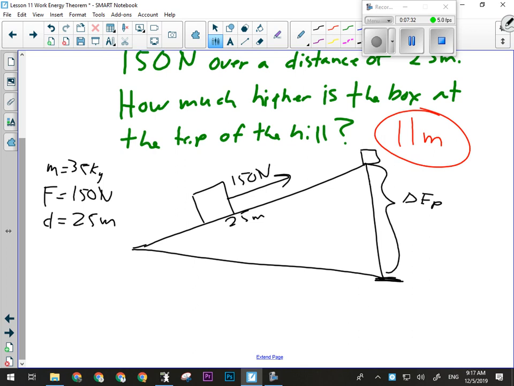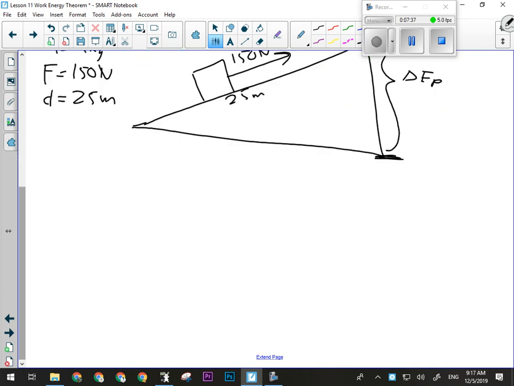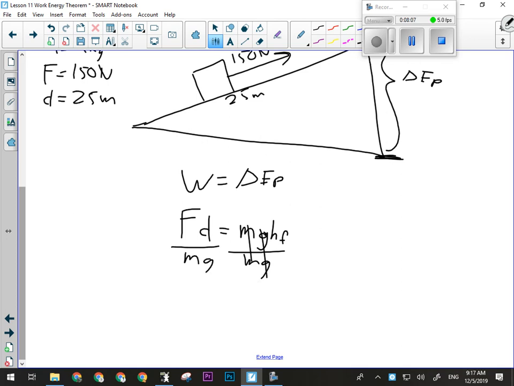If I had another side, I could use trigonometry, but I don't. So I'm going to have to use the work energy theorem instead. I'm going to say that the work being done in pushing this thing up the ramp is equal to the change in the potential energy. So that's going to mean the pushing force multiplied by the length of the ramp equals m times g times h final minus m times g times h initial, which is 0. All right, so now all I have to do is solve for height. I just divide both sides by mg, and that'll give me my final height.